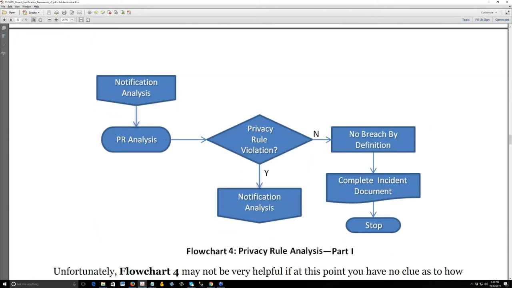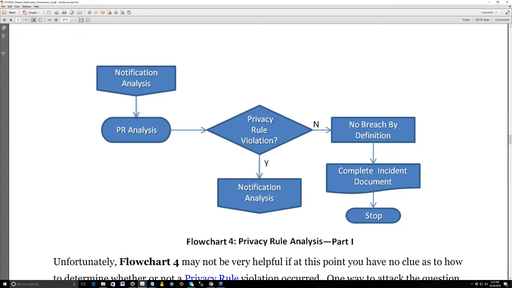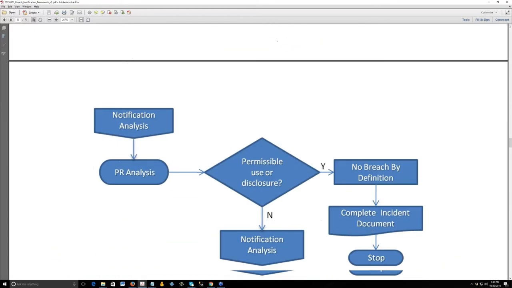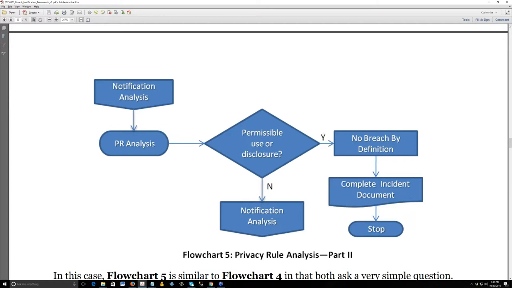Now at the highest level, 100,000 feet, this is what you're asking for a given incident, okay? Somebody reported an incident, you're doing the privacy rule analysis, and you're trying to determine, a system associated with PHI was in there, and the question is, we know there was an attempt, was the privacy rule violated? If no, then there's no breach by definition and you're done, okay? Now at this 100,000 feet, this is useless, right? Because we're just back to answering the question. Doesn't help us. We need a more detailed way. Was there an impermissible use or disclosure?